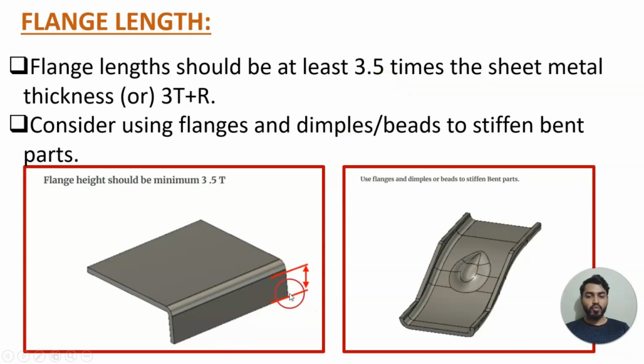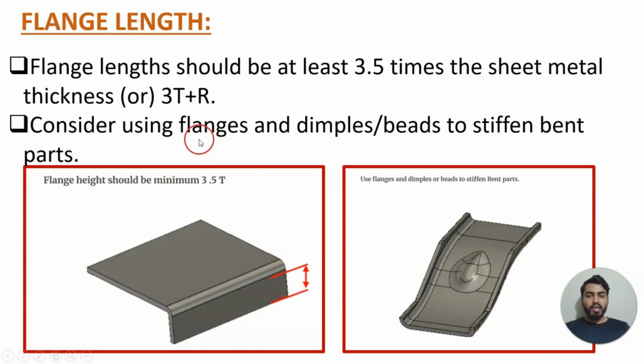Like minimum length should be 7 mm after the bend to the end, like this. RS 3 into T. So 3 times thickness, we are having 2 here, 3 into 2 is 6, plus bend radius 2, total 8. So 7 to 8 mm we should be having as this flange length. Then only we are going to make this bend.